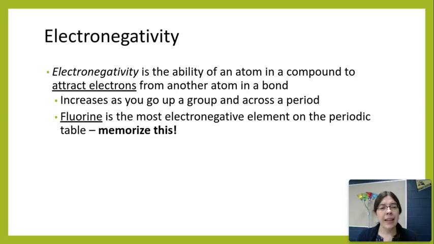So electronegativity increases as you go up a group and as you go across a period from left to right. So fluorine is the most electronegative element on the periodic table. Make sure you memorize that. It's a really important fact. The noble gases do not have electronegativity values because they do not form chemical bonds, so we ignore those, but fluorine is the most electronegative element. Francium has a very low electronegativity because it's far away.